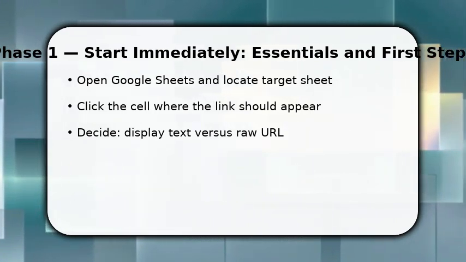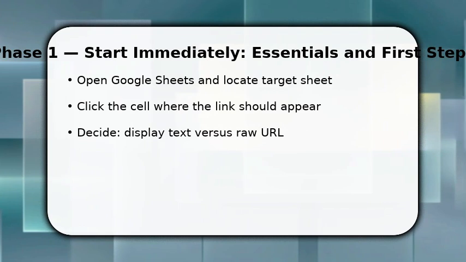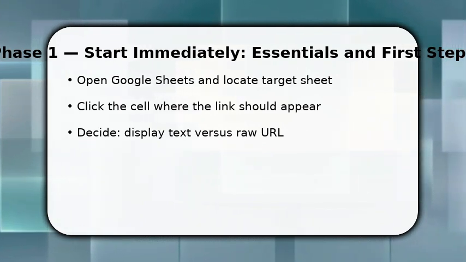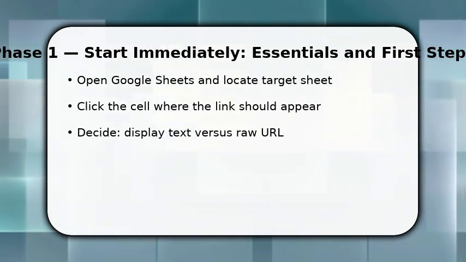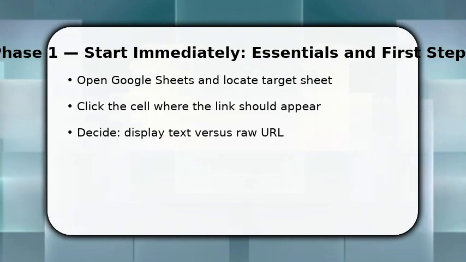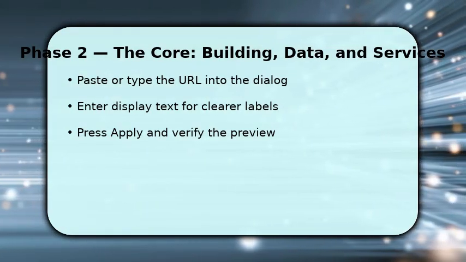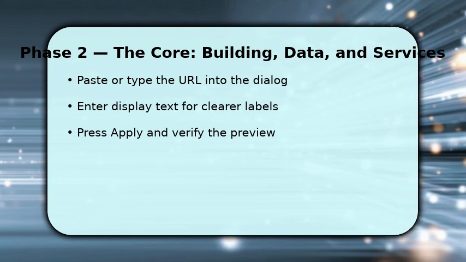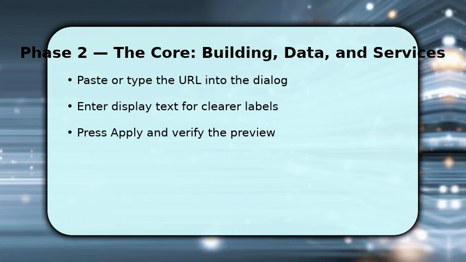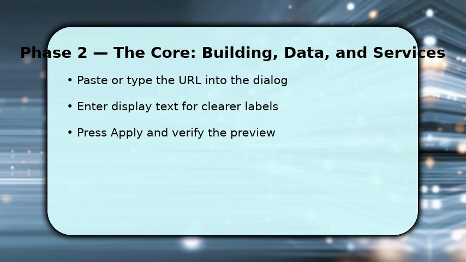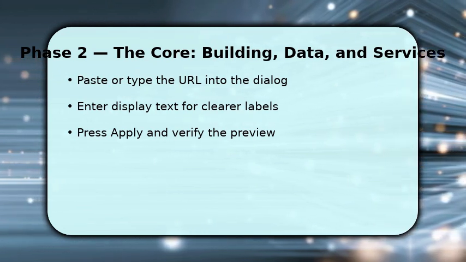This first action determines how users interact with the link, so choose clear display text if the URL is long or technical. Next, paste the URL into the dialog box and type readable display text if needed. This helps other viewers scan the sheet quickly. Click Apply and then hover over the cell to see the clickable preview. Click it to confirm the destination opens in a new tab.